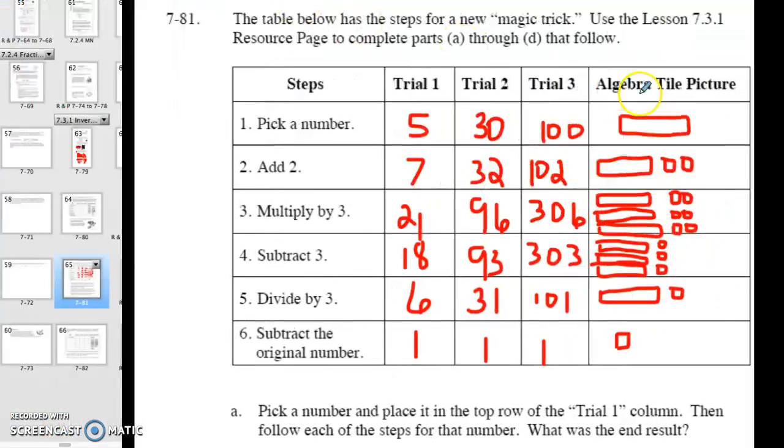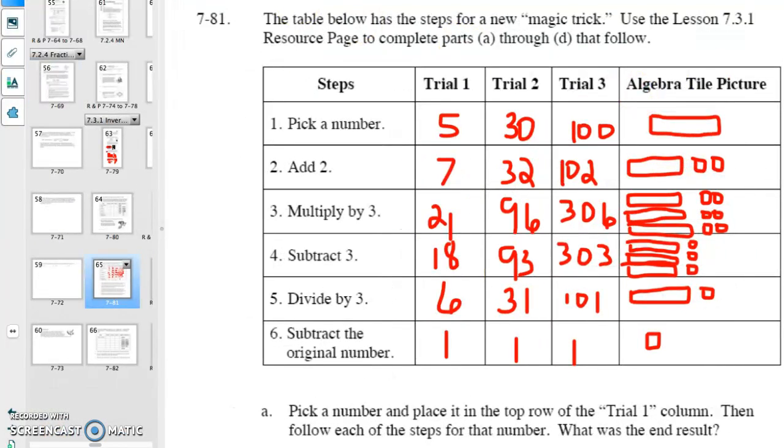All right, I have filled in, I picked a number, and then I showed the algebra tiles. So you can just pause this and look at my work. The only thing I wanted to point out was that when I multiplied by 3 and then I went to subtracting 3, notice how I took 1 from each of these groups, and that helped for when I divided by 3. So that you could see really easily what was in each group.